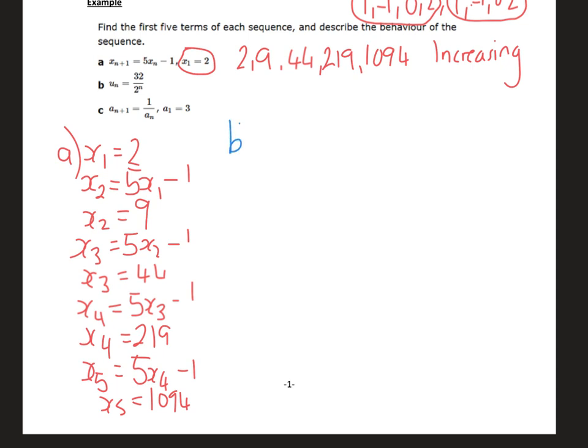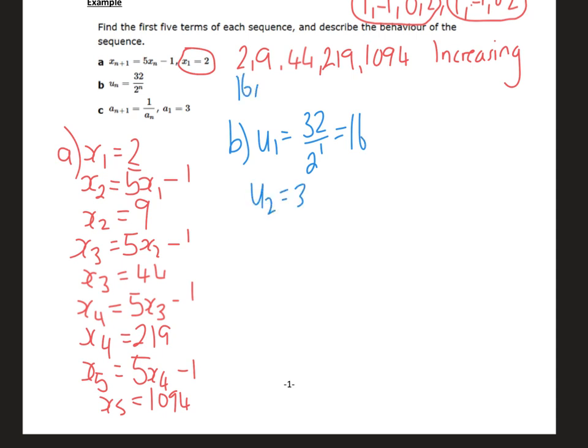Okay, the second one, I've used the letter U this time, and it's the position to term rule. So this is basically the nth term, whereas the last one was a term to term rule. So this says Un is 32 divided by 2 to the power n. So U1 would be 32 over 2 to the power 1, which is 16.